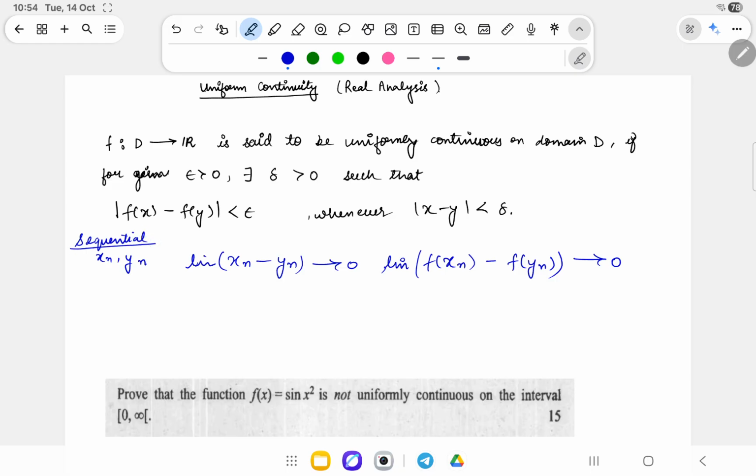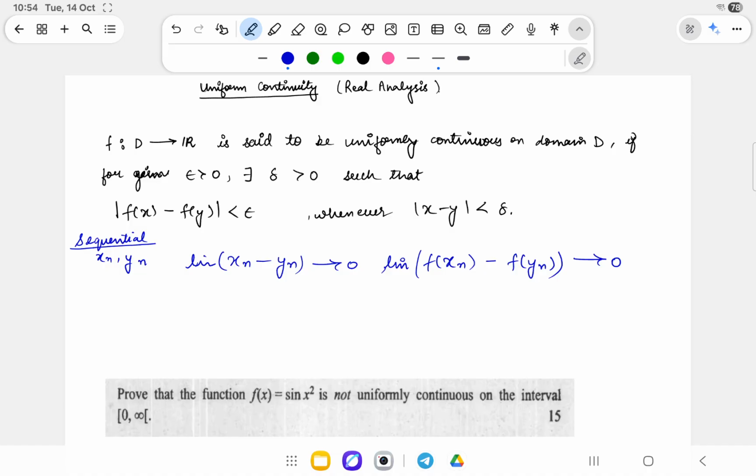Usually it comes in handy while disproving that a function is uniformly continuous, because we can just choose two sequences whose difference is converging to 0, and then show that the difference of their images is not converging to 0. That gives a contradiction to the sequential definition, and from there we can conclude that the function is not uniformly continuous.